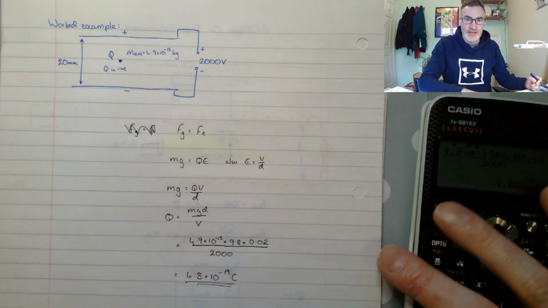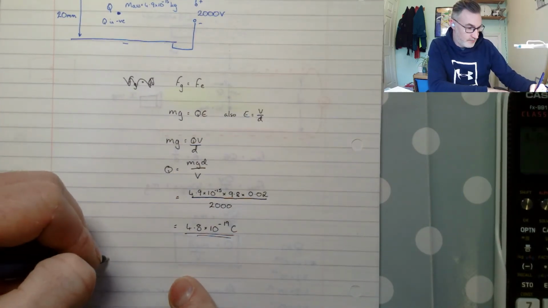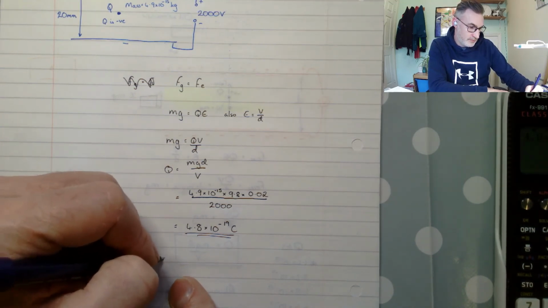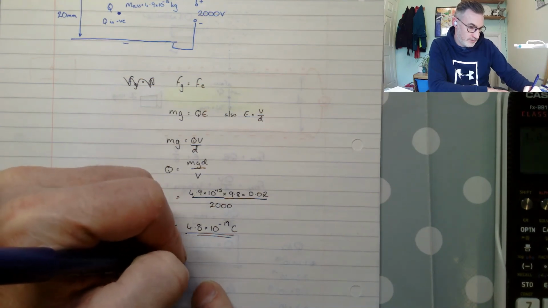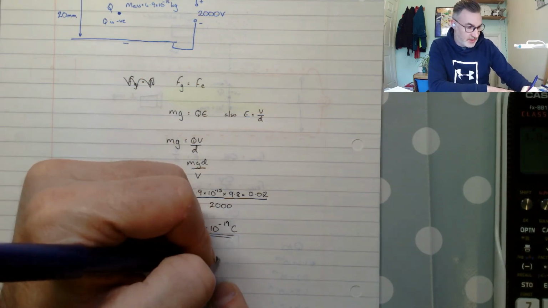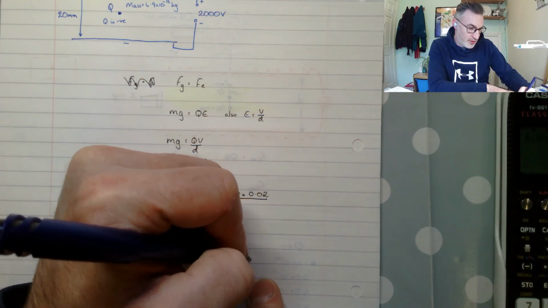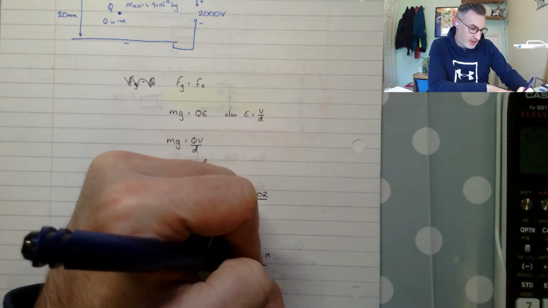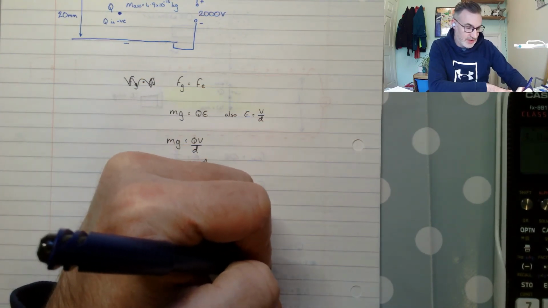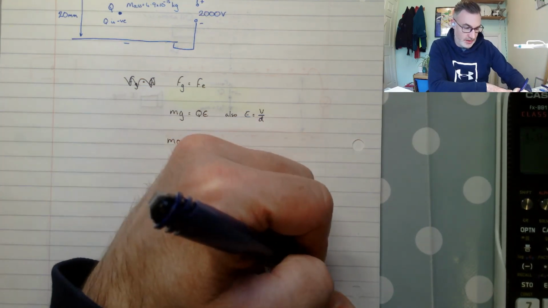And from that, we would then say the number of excess electrons would be 4.8 times 10 to the minus 19 divided by the fundamental unit of charge, which is 1.6 times 10 to the minus 19, and that will of course give us 3 electrons.